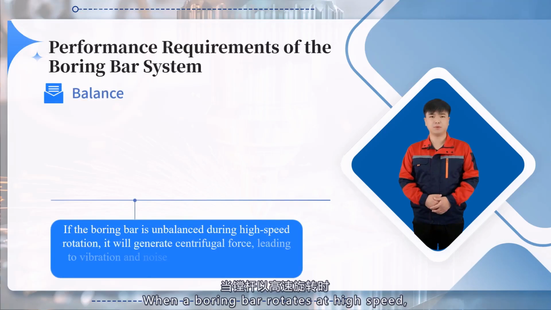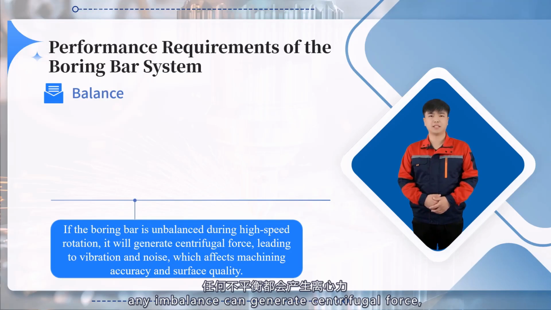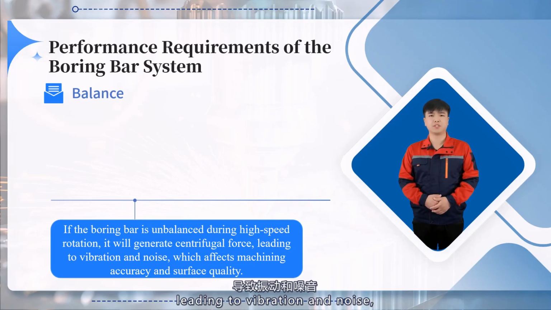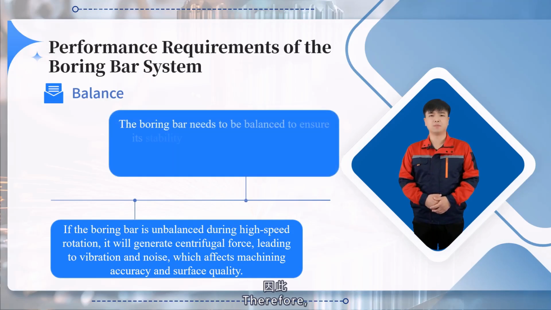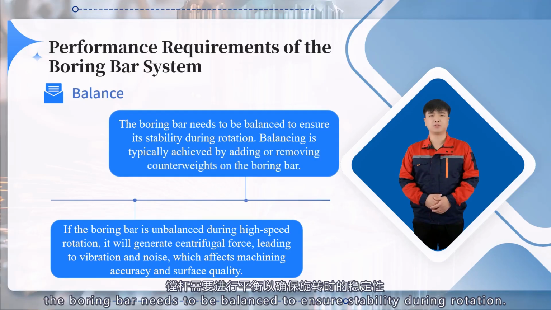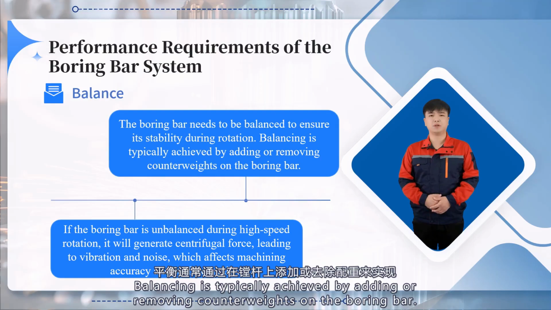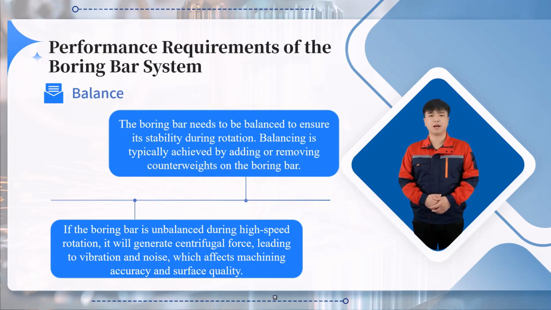Balance. When a boring bar rotates at high speed, any imbalance can generate centrifugal force, leading to vibration and noise, which affects machining accuracy and surface quality. Therefore, the boring bar needs to be balanced to ensure stability during rotation. Balancing is typically achieved by adding or removing counterweights on the boring bar.